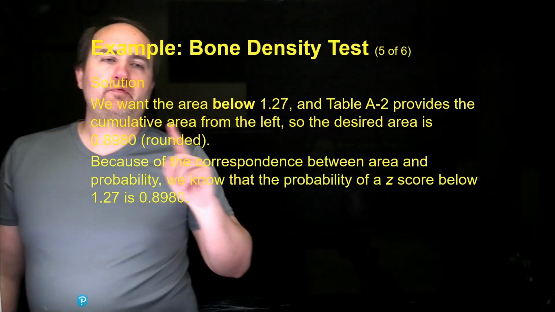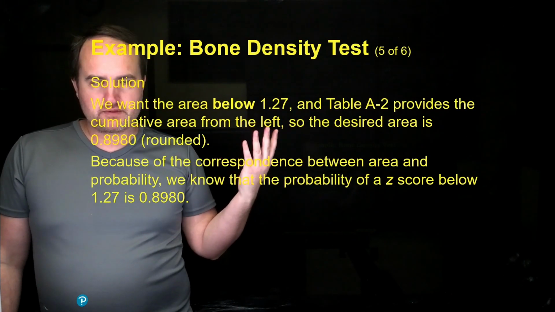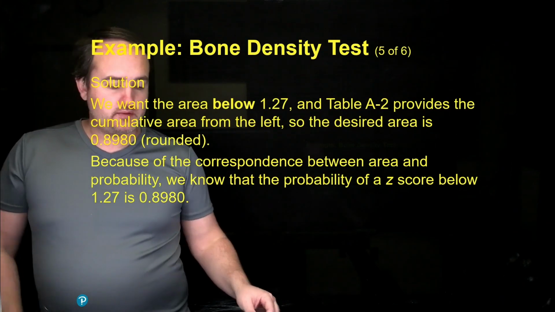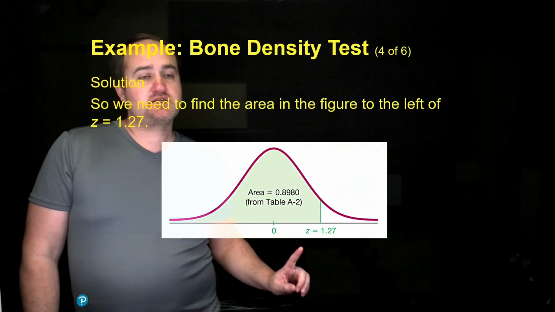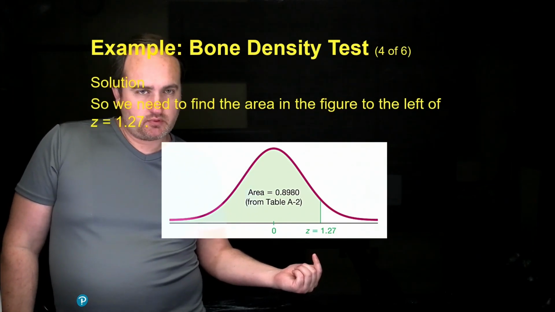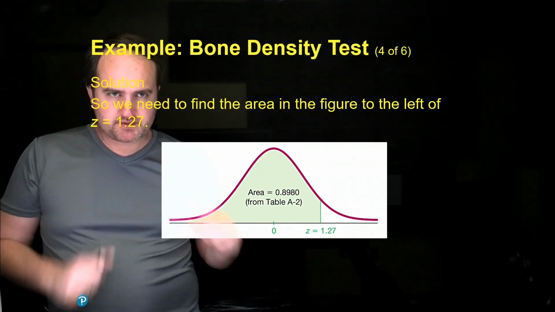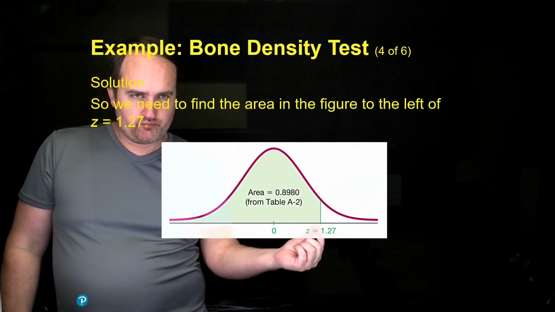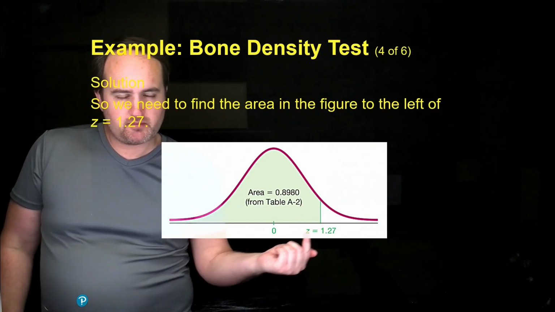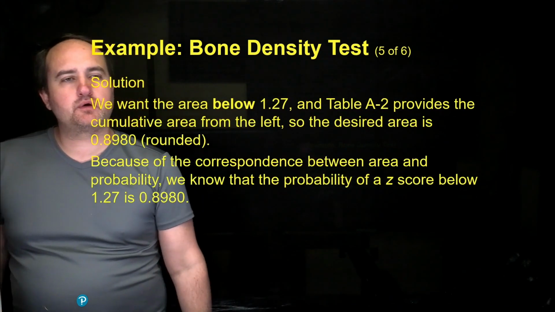In the book, they also call it the area below 1.27. Below is the same as less than. Less than or equal doesn't make a difference because it's a continuous probability distribution. So even if it were less than or equal to 1.27, because we're talking about an infinitely small sliver, because we have an infinite number of decimals, less than or equal don't make any difference. So it's just the area to the left or the area below.